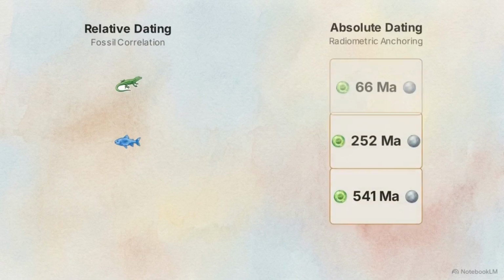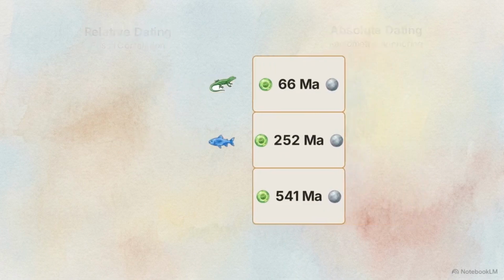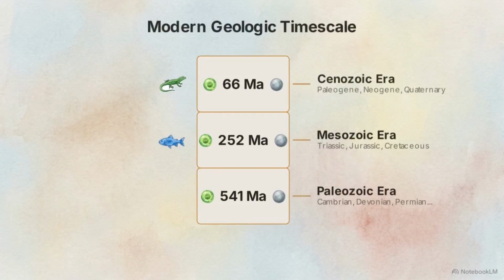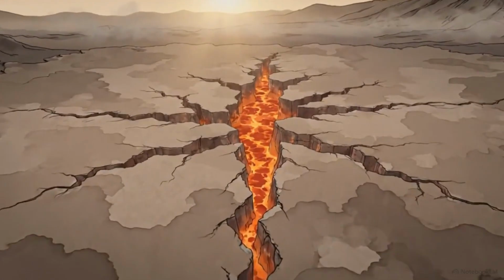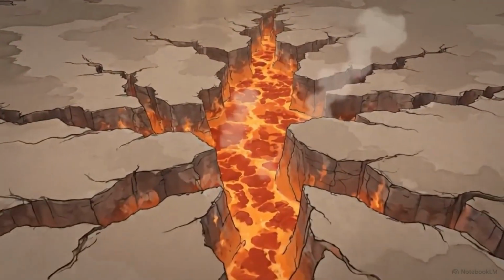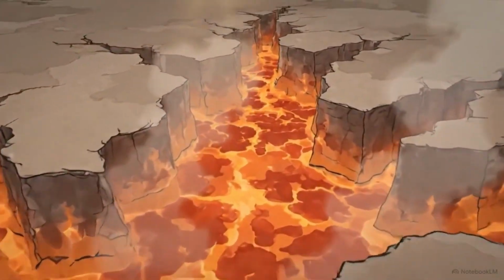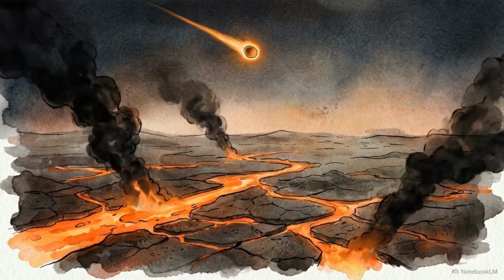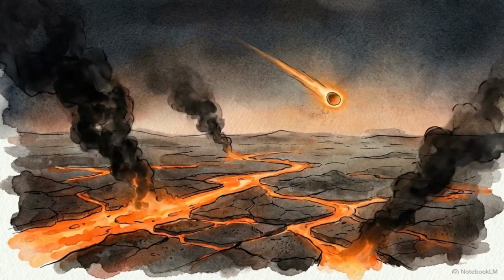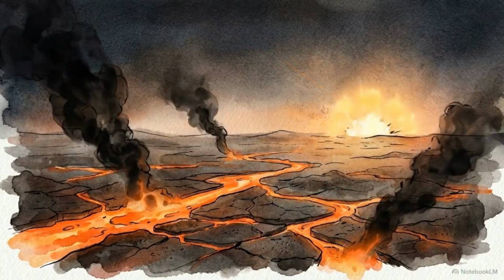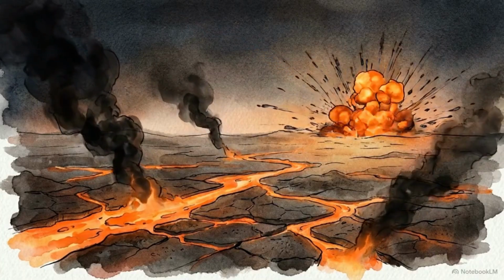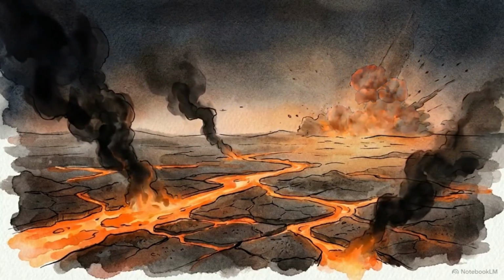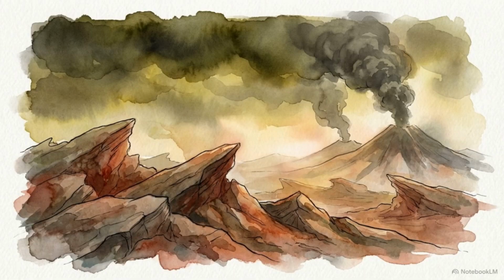Combining the relative page numbers of fossil correlation with the absolute publication dates of radiometric anchoring created the modern geologic timescale. It provides a continuous calendar, allowing us to rewind Earth's history all the way to its violent origins. We start 4.56 billion years ago in the Hadean eon. Earth was a molten, highly volatile wasteland, constantly bombarded by solar system debris. Volcanoes vented thick clouds of methane, ammonia, and carbon dioxide, creating an environment entirely hostile to life.